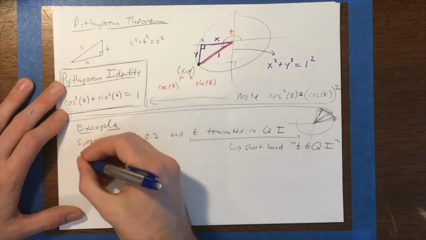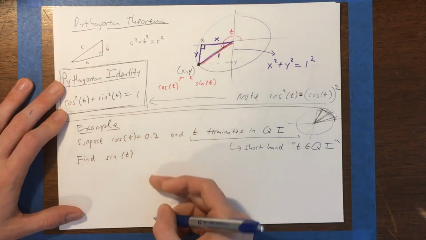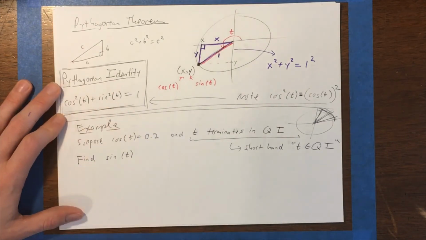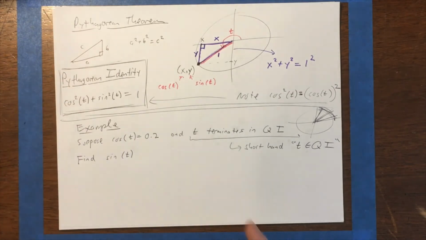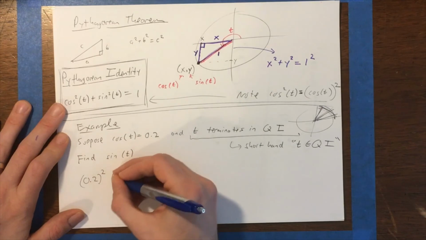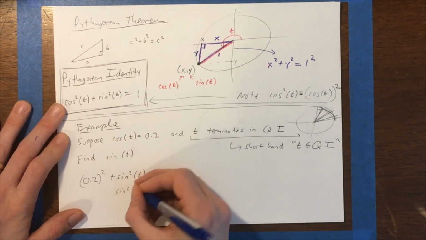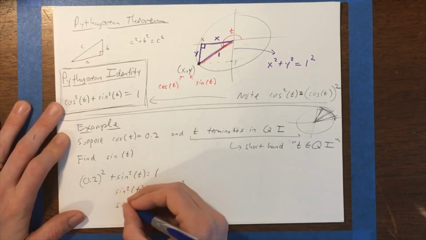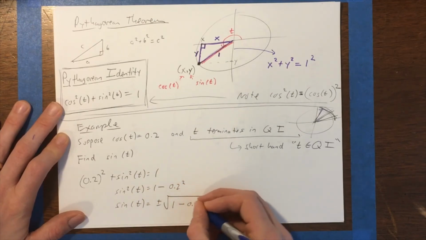So let's take this information and use it to help us find sine of t. Okay, cosine is 0.2. Well, let's figure out what sine is. Well, we know from the Pythagorean identity that cosine squared plus sine squared equals 1. So we can write 0.2 squared plus sine squared equals 1. So sine squared is going to be 1 minus 0.2 squared, and then sine of t is going to be plus or minus the square root of 1 minus 0.2 squared.